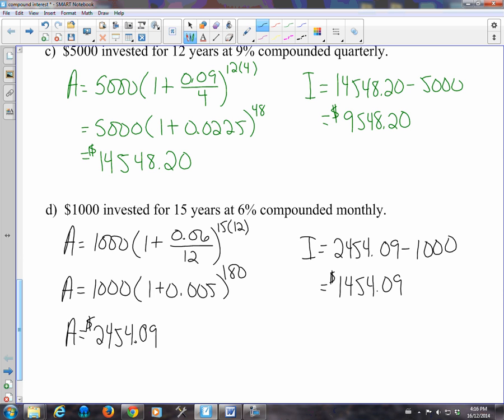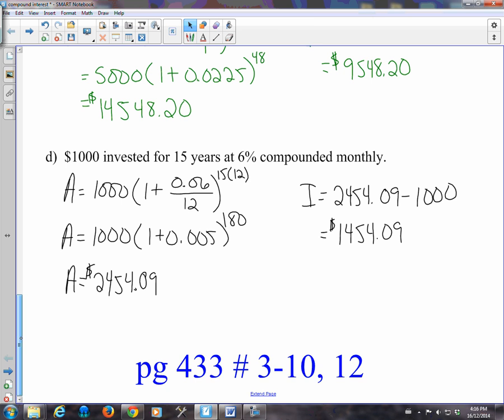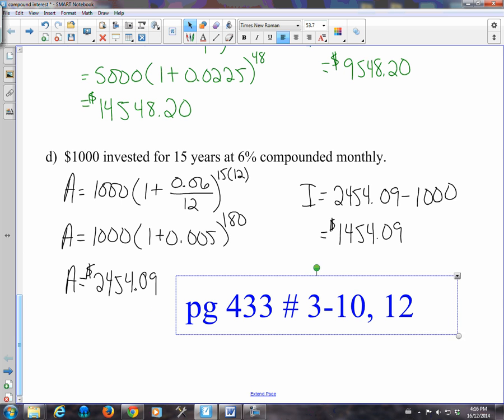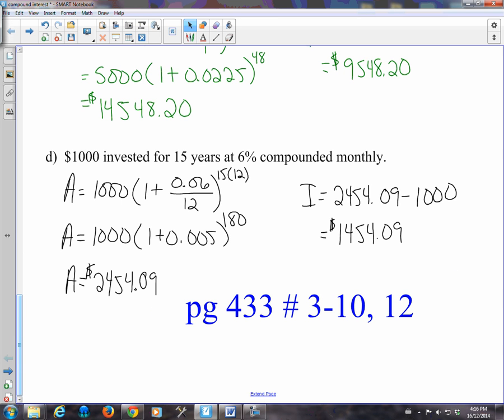so I've earned $1,454.09 in interest. So the compound interest formula, as you can see, is much nicer to use than to have to fill in the whole table to find your accumulated amount. So you can try those questions now on page 433.